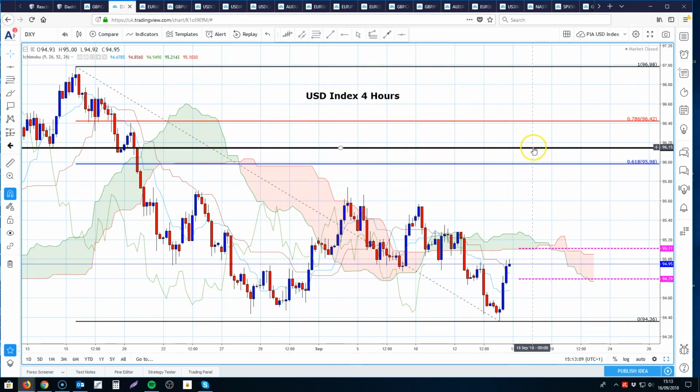To the upside, remember we said 96.14 was that trendline resistance, and that's in between the 61.8% pullback level, around about 96 the figure, and then this 78.6% pullback level at 96.42. So the immediate bias for me is buying dips, but in a corrective move higher next week, and really expecting price action to be mixed and volatile.